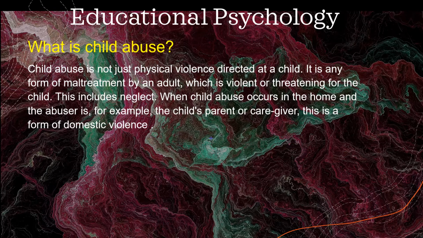What is child abuse? Child abuse is not just physical violence directed at a child. It is any form of maltreatment by an adult, which is violent or threatening for the child. This includes neglect. When child abuse occurs in the home, the abuser is, for example, the child's parents or caregiver. This is a form of domestic violence.